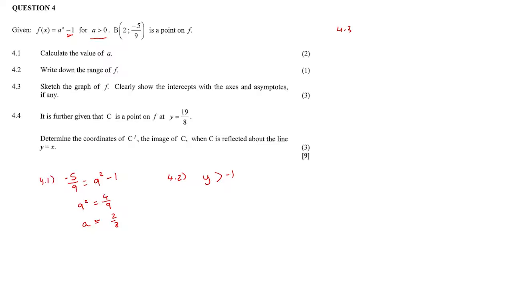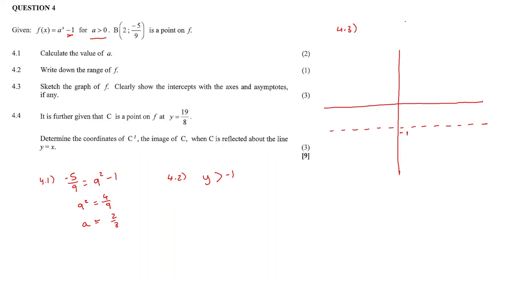Question 4.3. Sketch the graph of f, clearly showing the intercepts with the axes and asymptotes, if any. So this is just going to be a rough sketch. So we know our asymptote is at negative 1, and now we just need to calculate our y-intercept. So we know it's a decreasing graph as our a value is between 0 and 1.